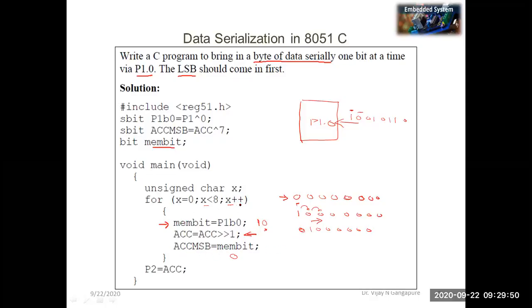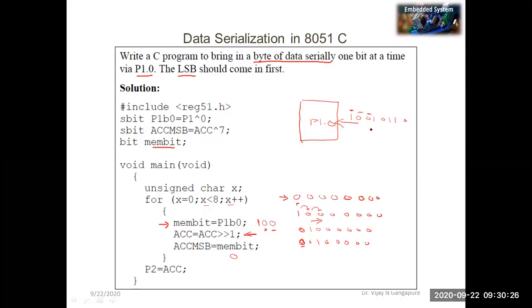Now after that again x will get incremented by 1, it will become 2. Again this condition returns true, again these statements will be executed. Now what is the next data available on this pin? That is 0. So again 0 will get stored in mem bit. Again the accumulator will get shifted towards the right, so it will become 0 0 1 0, 0 0 0 0. Again ACC MSB will get assigned whatever value is in mem bit. Now the value is still 0, so this D7 bit will get the value 0.